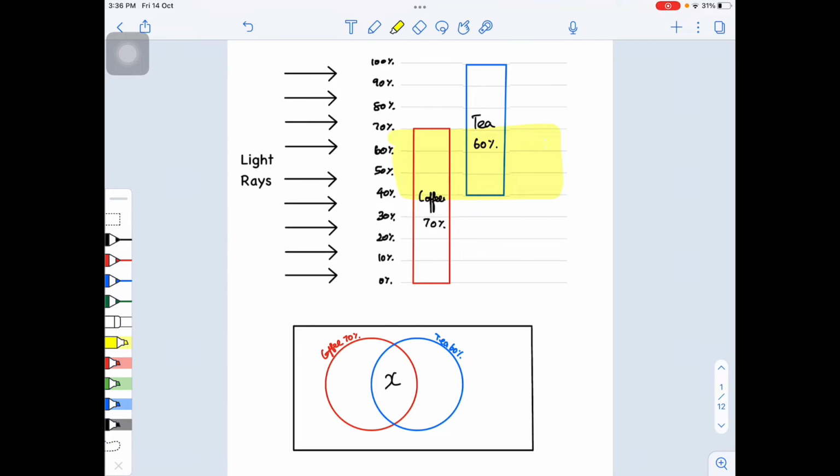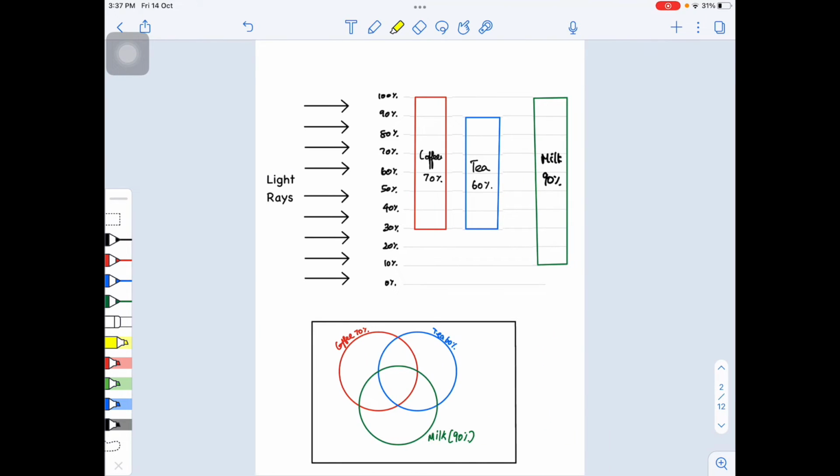Now it is not just for two cases, even for three cases we'll be able to solve it. Now let's go to the next page and try to solve it for a three-Venn-diagram case. Let's say we have 70% of the people drinking coffee, 60% drinking tea, and 90% drinking milk. In a Venn diagram, it can be represented using the image in the bottom part of the page. In the light and filter method, this is how we can represent it.